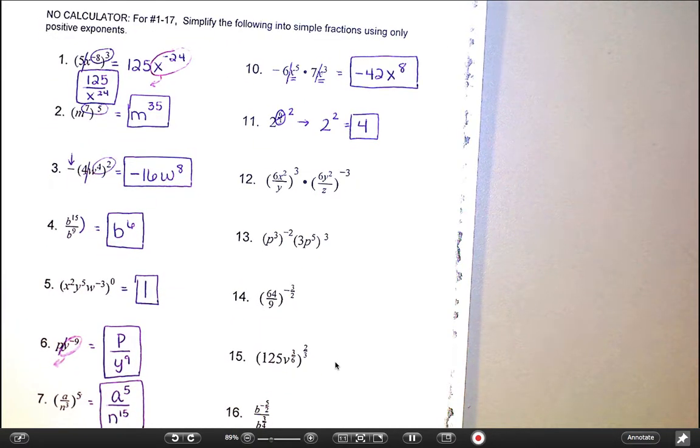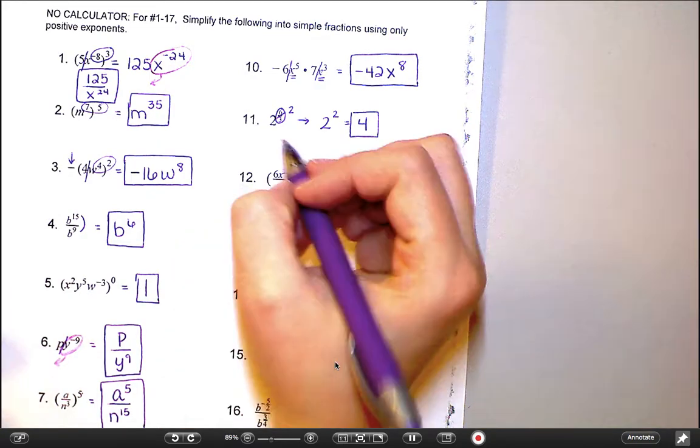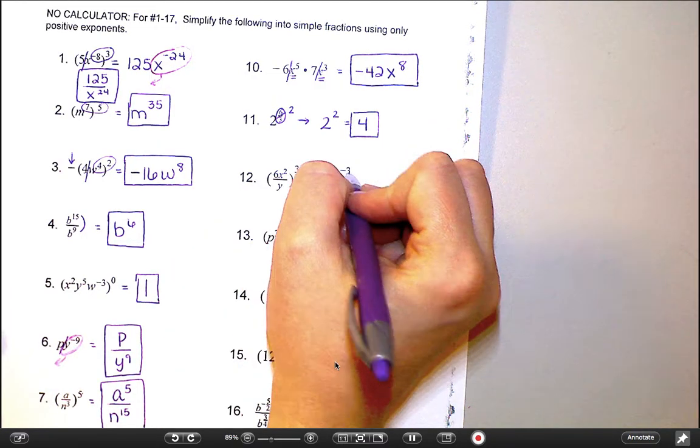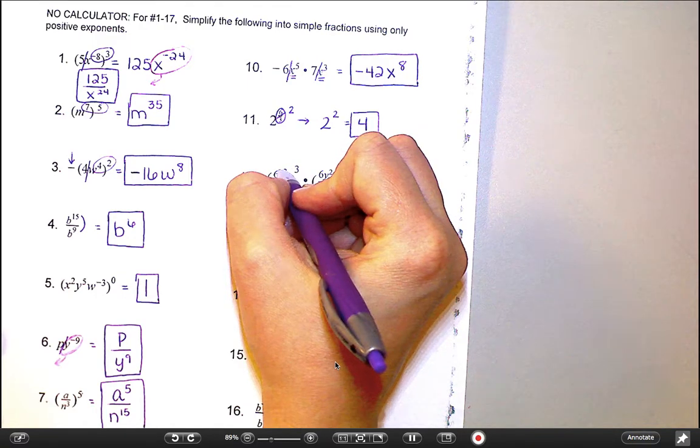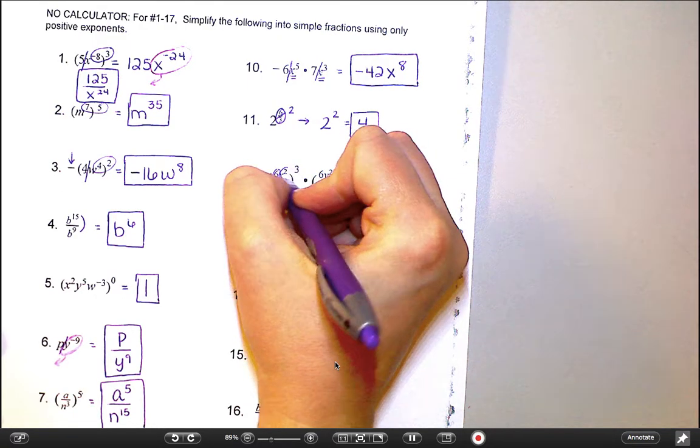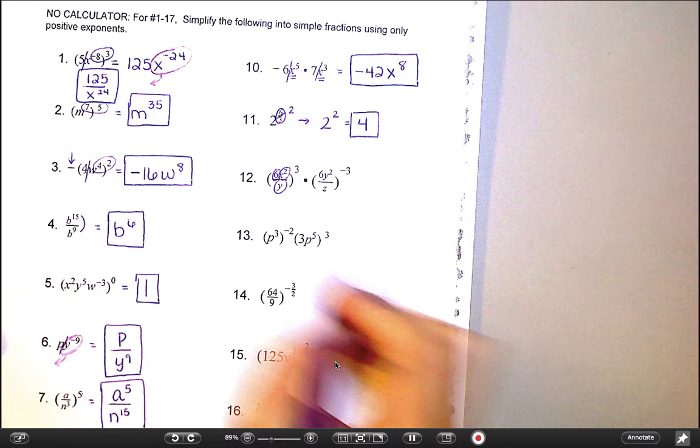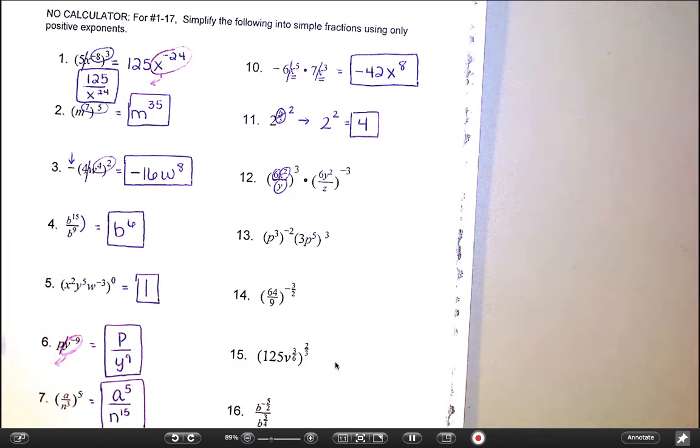Okay. In number 12, this is a good one. Make sure when you're doing these powers on the outsides that you're applying them to every single piece inside the parentheses. There are three pieces here, okay? There's a 6, there's an x squared, and there's a y. And all of those need to be raised to the power of 3.